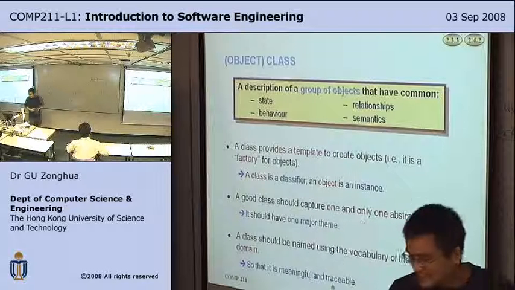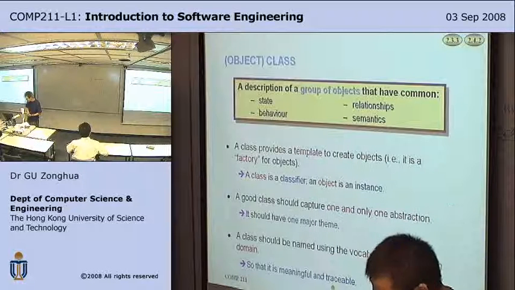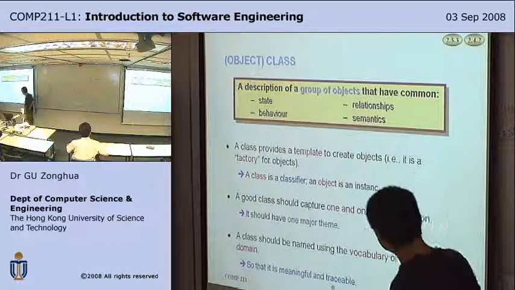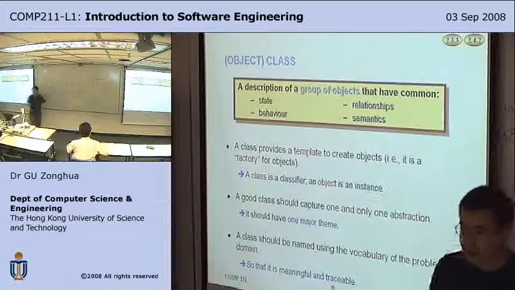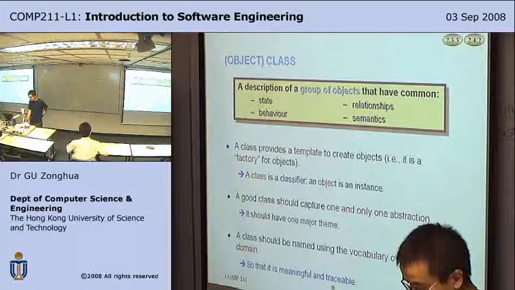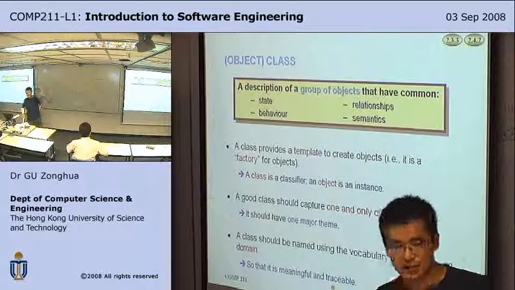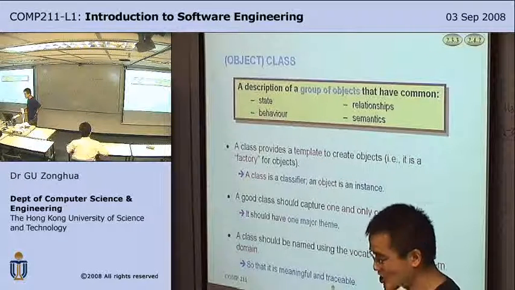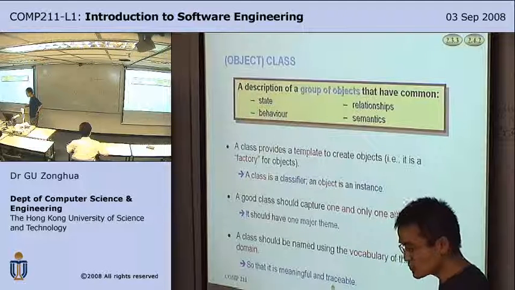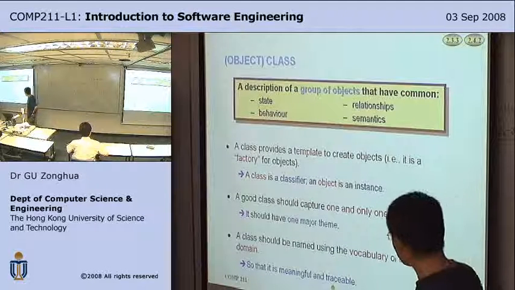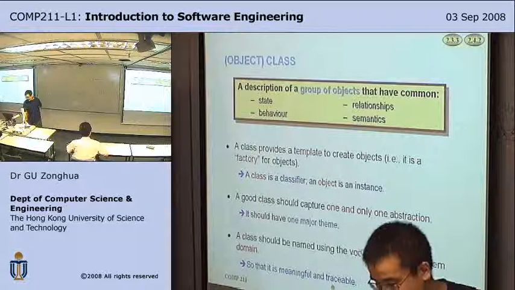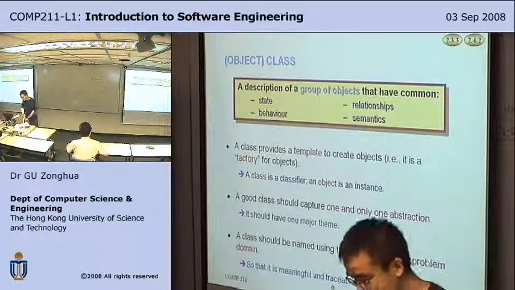So a class should be named using the vocabulary of the problem domain, so it's meaningful and traceable, especially to your client, because this requirements document, including the class diagram, is supposed to be shared between the developers and the client. So you should try to use the problem domain vocabulary, not any of the computer science vocabulary.